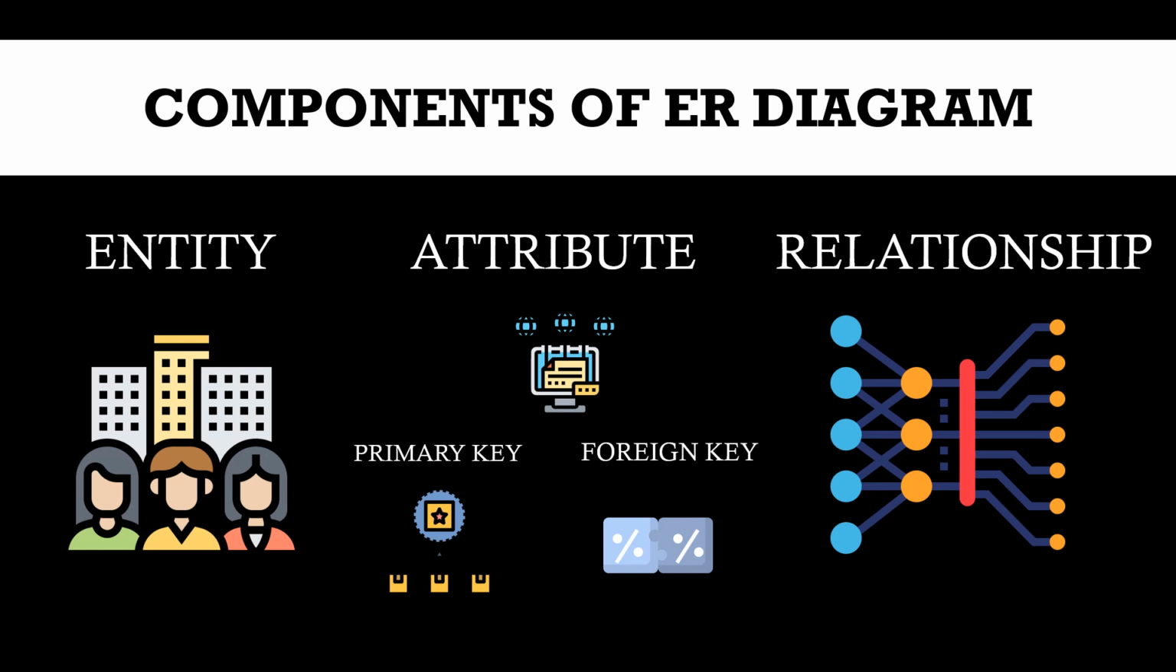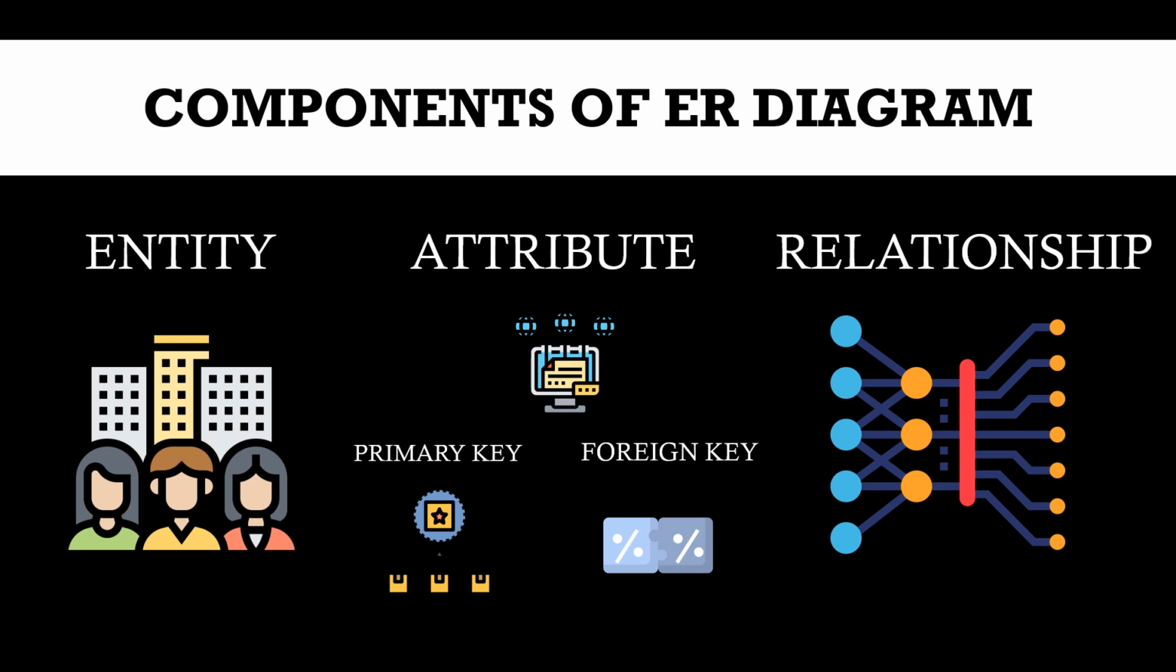The second component is attribute. An attribute is a property, trait or characteristic of an entity. Attributes are listed within the entity. Under the attributes are the keys which uniquely identifies the record of the entity. It includes primary key and a foreign key. Primary key is a value which uniquely identifies every row in a table, while foreign key is a value that matches a primary key inherited from some other table.